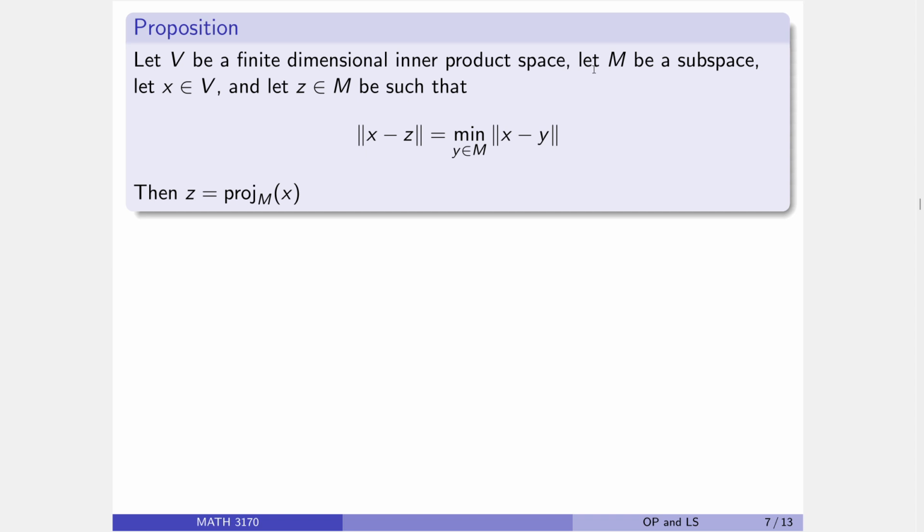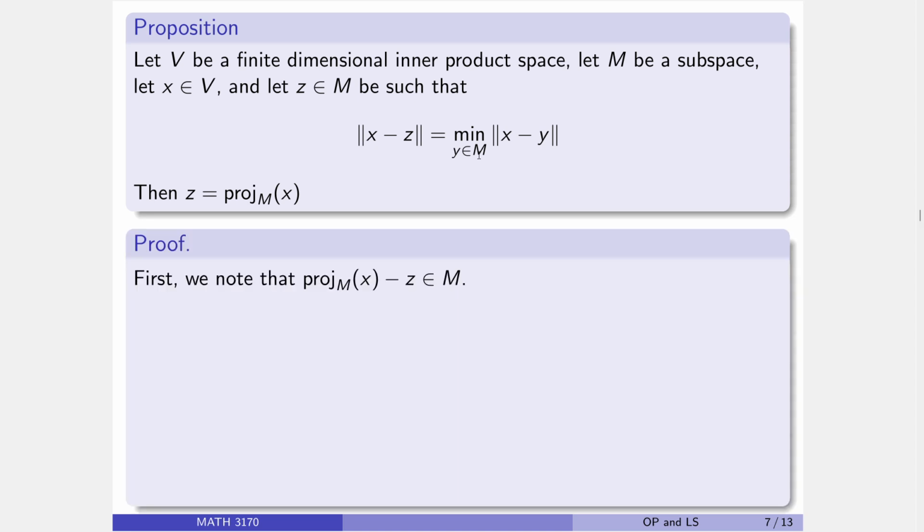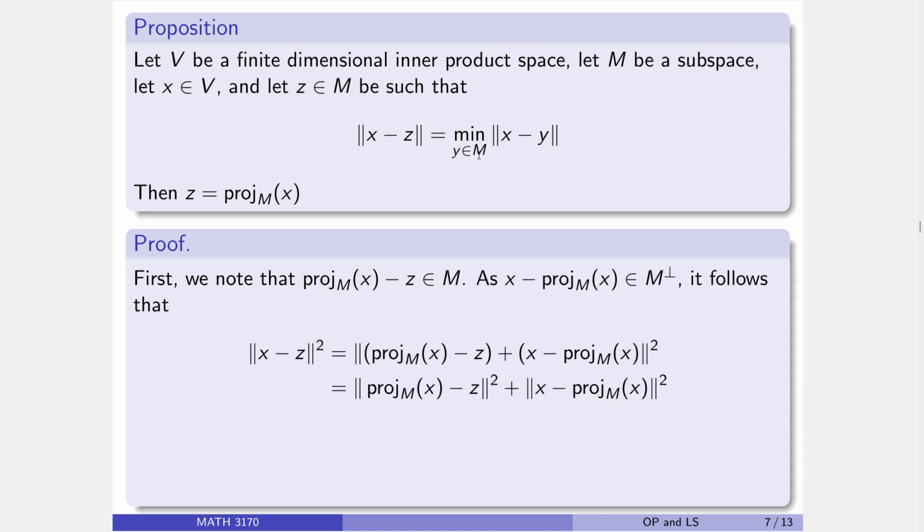If there is another point in the subspace so that x minus z minimizes the distance, well, then it has to be the projection. Okay, so this proof's basically going to be the same thing as the previous one. The projection minus z must live in M because those are two elements of the subspace. X minus the projection is in M perp, so we pull the same trick as we did before.